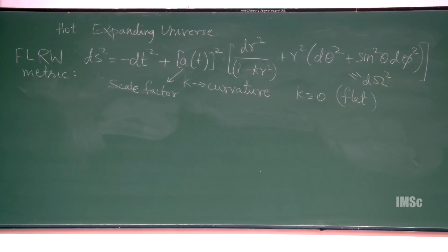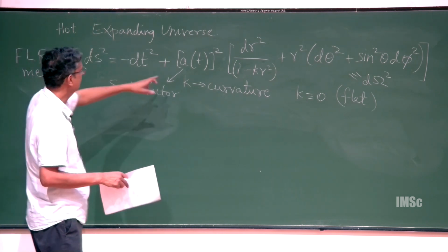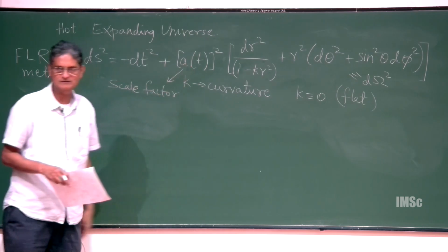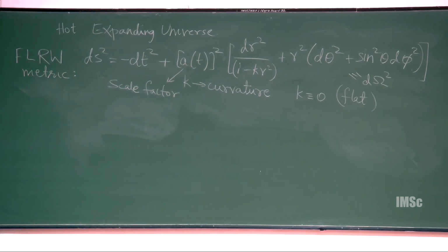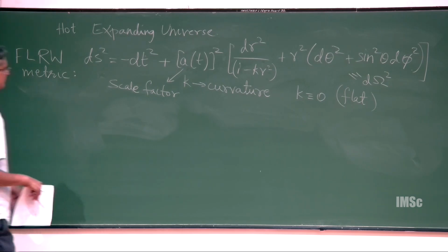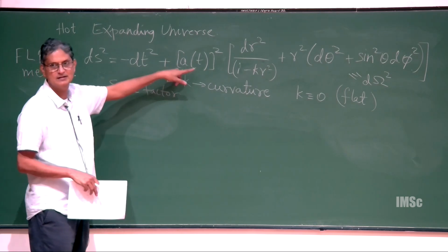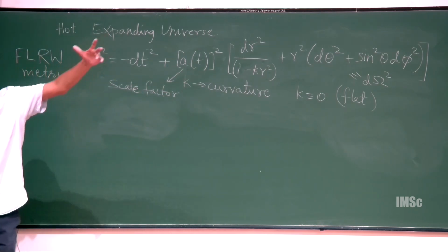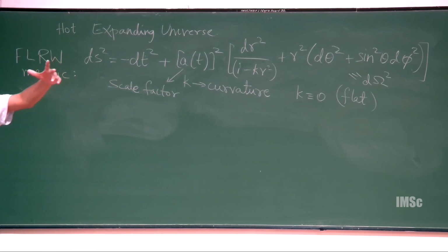Everything is pretty simple, and so this is the simplest expanding universe you can think of. Now what does expanding mean? Expanding just means that a of t changes with time, right? That's why you say a of t. And so as time increases, if a increases, then you expand the space, the 3-space part.